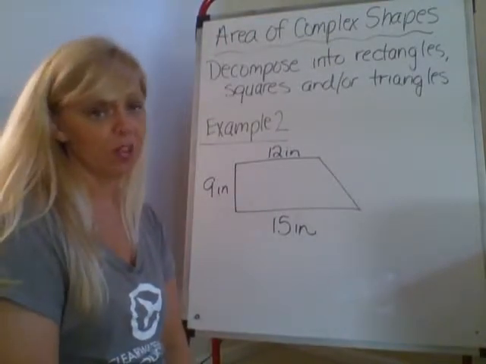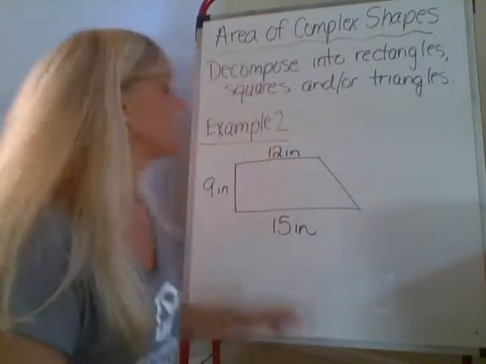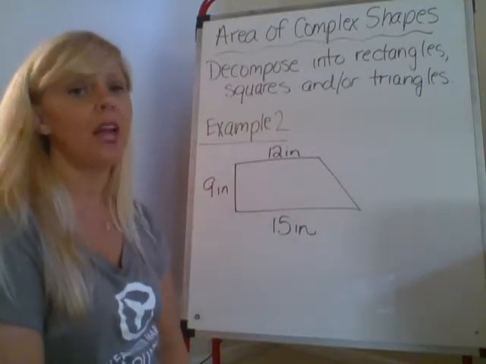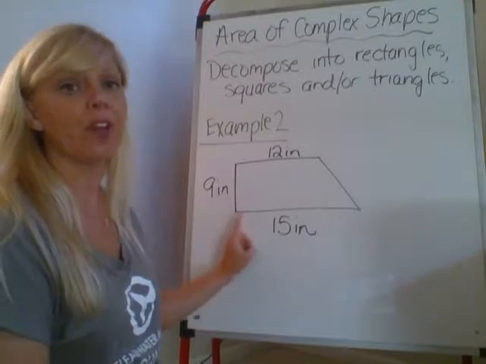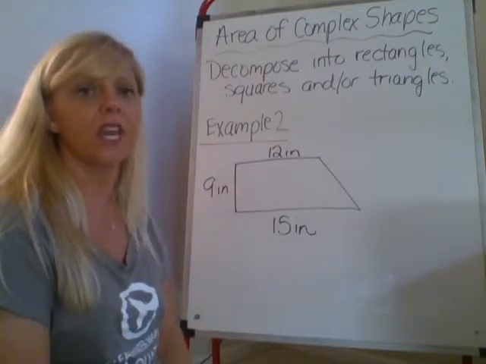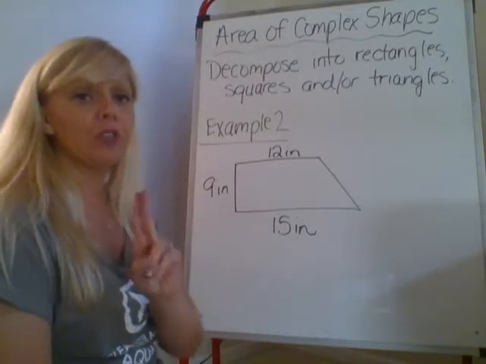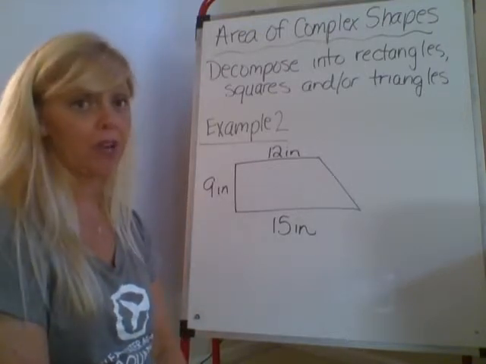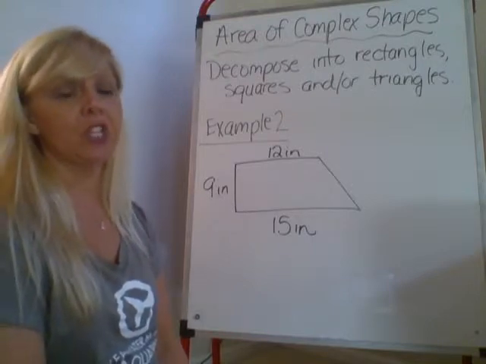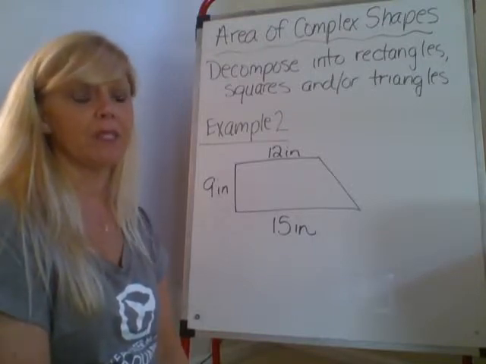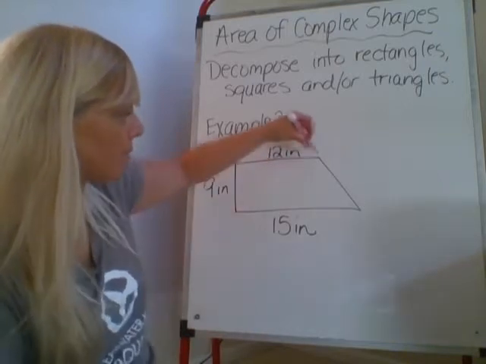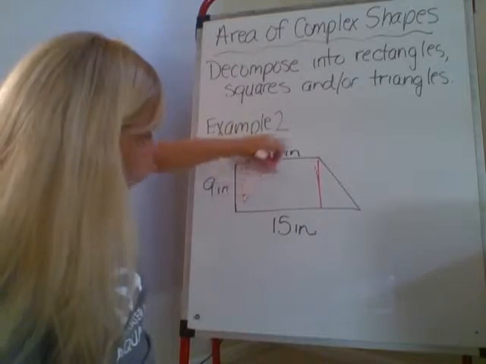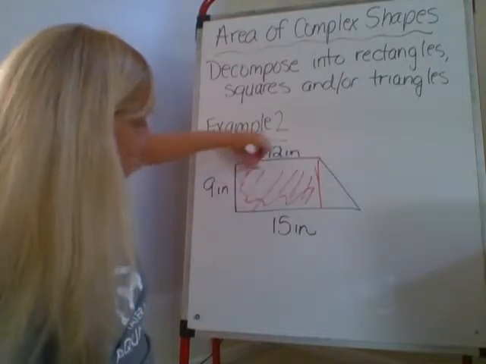We should know what this shape's called. It's called a trapezoid because we've got 2 parallel pieces and the other 2 are not parallel. And again, this is called a right trapezoid because I've got a right angle in one of the corners. So again, I have 2 shapes that I can decompose this into, a rectangle and a triangle. I'm going to do the rectangle first because that's going to be my easier part. So I'm going to cut off with the red my triangle. So all my red is my rectangle.